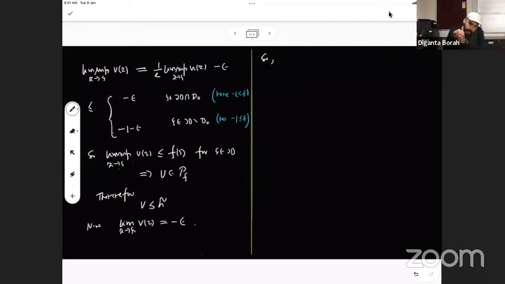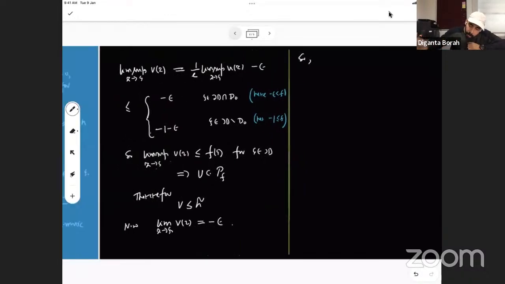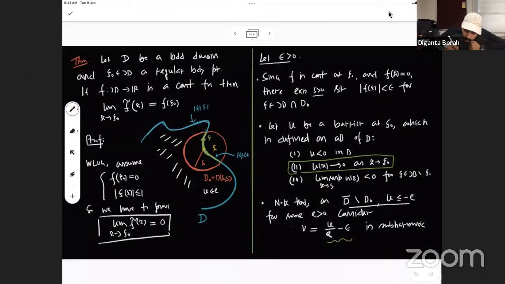I take a very tiny neighborhood of say zeta naught, so let's go back to this picture again. What is happening here is that v is going to minus epsilon as z is going to zeta naught. So if I take a very small neighborhood of zeta naught, I can say that v is greater or equal to say minus 2 epsilon, right? It's going to minus epsilon, so it has to be bigger or equal to minus 2 epsilon. And h tilde is bigger than v, so h tilde will also be bigger or equal to minus 2 epsilon.